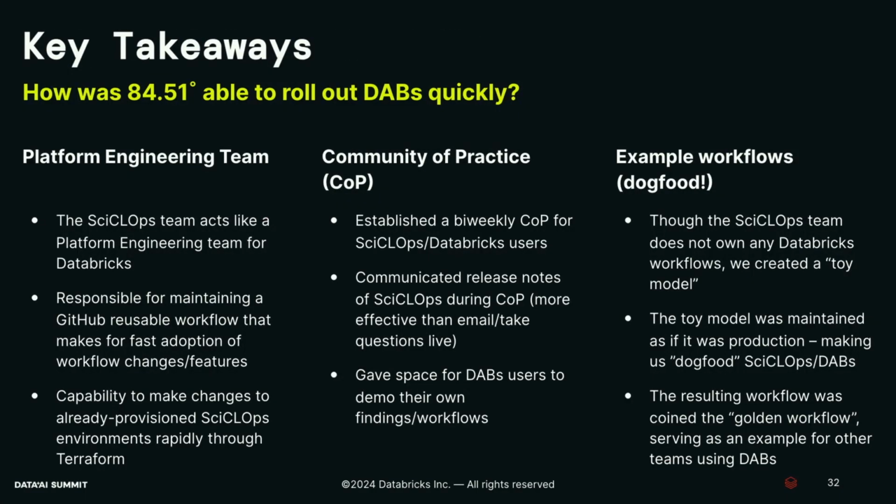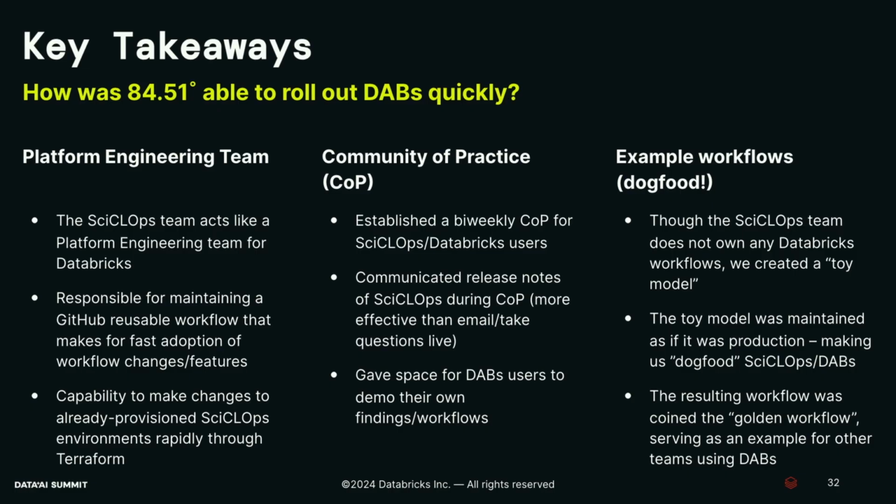So a couple key takeaways on how we were able to roll out DABs so quickly to our community at 84.51. First is that platform engineering team I mentioned. We felt that it was key to have a platform engineering team that was diverse across CI/CD disciplines and across Databricks. We had ML engineers, we had data scientists that were all involved. A community of practice was hugely helpful.